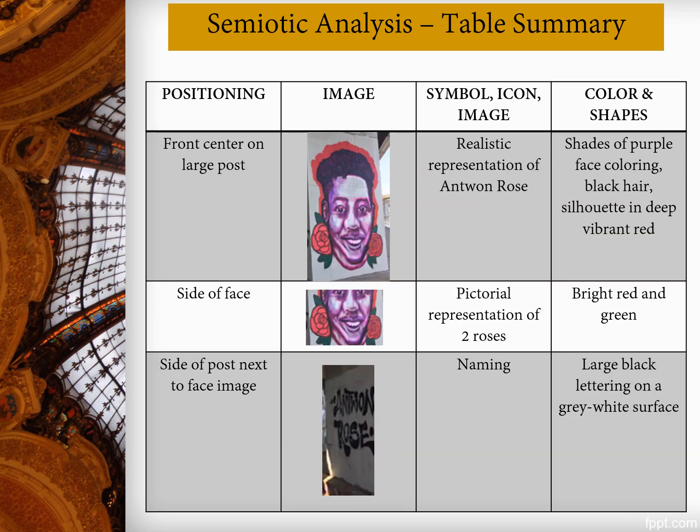Let's continue this analysis. Front and center, we have a realistic image of Anton Rose, shapes of purple, black hair, silhouette in vibrant red, making it stand out. Notice at the side of the face we have two roses, bright red and green, and at the side of the post we have the naming, which just goes along with that image.